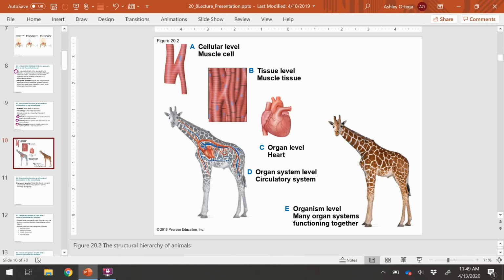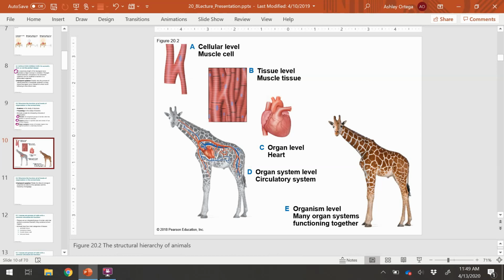You can see a diagram example of that here. At the cellular level, we have muscle cells in this picture, and then multiple cells come together to form tissue, which would be muscle tissue. Then multiple tissues come together, and our example of the organ here would be the heart. The heart is made up of special muscle tissue called cardiac tissue, and it's also made up of nerves, connective tissue, and epithelial tissue for the blood vessels. Those are all different types of tissue.